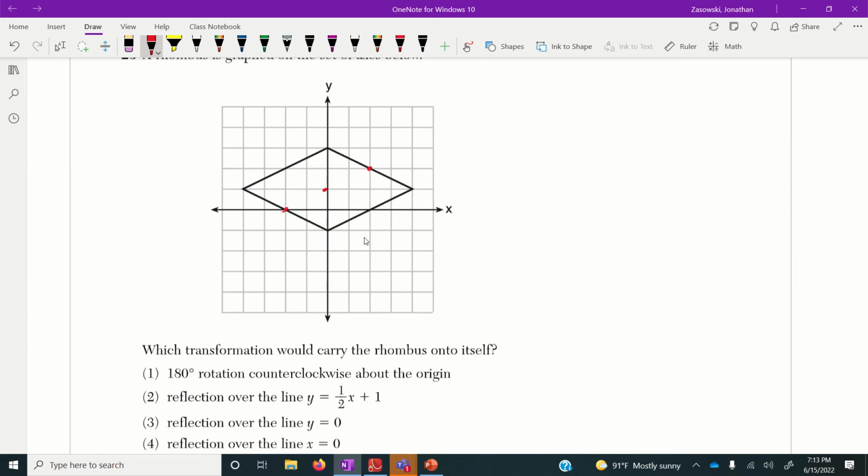y equals 0. Now, y equals 0, if you remember, is the x-axis, right? That's this guy right here. If we fold over that line, that is not going to work, because remember, this part's going to go down here. That's going to end up down here. That's going to up here. That's going to up there. We're going to get that same shape we got the first time back. So that's not going to work either.